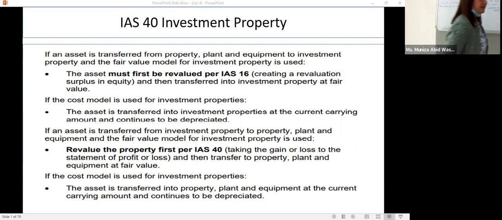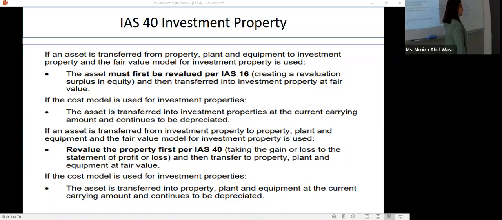Students, what we have discussed in the first case: if we are shifting from IAS 16 to IAS 40 and under IAS 40 the fair value model is being used, then first recognize the revaluation gain as per IAS 16 in statement of other comprehensive income. Then secondly, take your asset to IAS 40 at the current fair value and it will not be depreciated. If on the other hand under IAS 40 the cost model has been used, then you have to shift the asset at its current carrying value and then it continues to be depreciated.